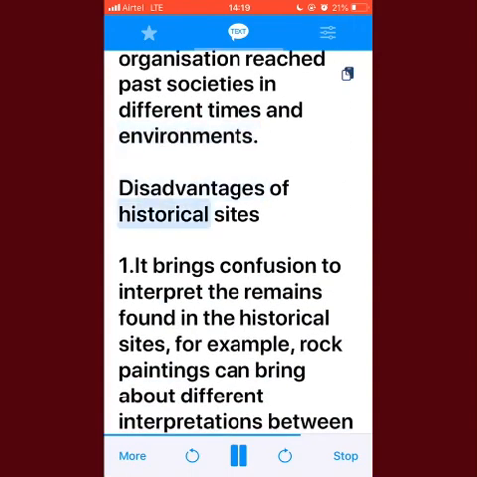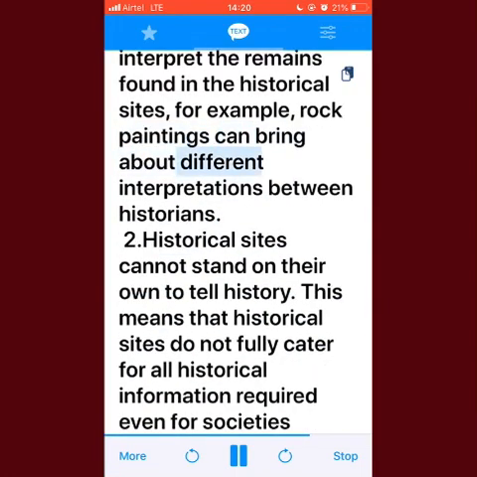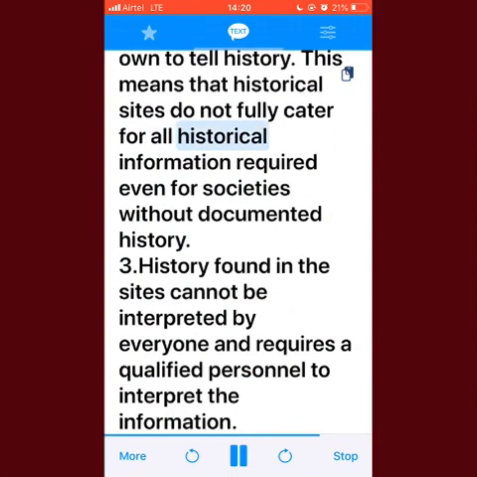Disadvantages of historical sites. 1. It brings confusion to interpret the remains found in the historical sites. For example, rock paintings can bring about different interpretations between historians. 2. Historical sites cannot stand on their own to tell history. This means that historical sites do not fully cater for all historical information required even for societies without documented history.